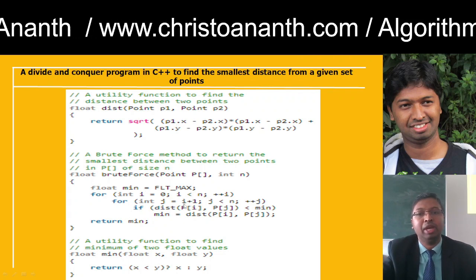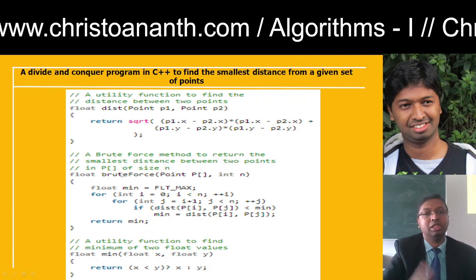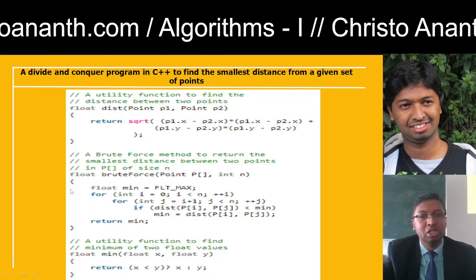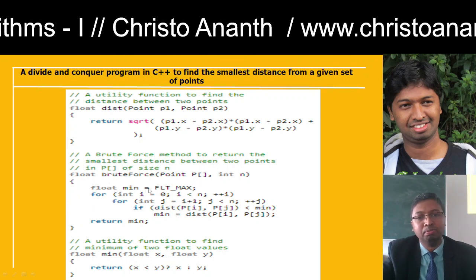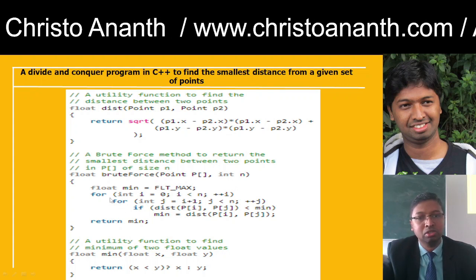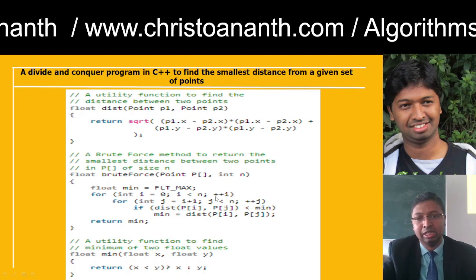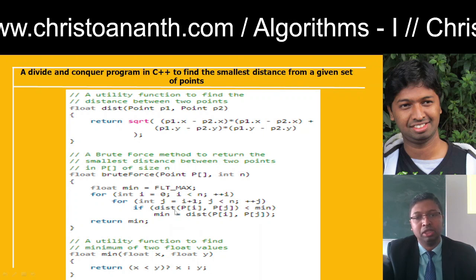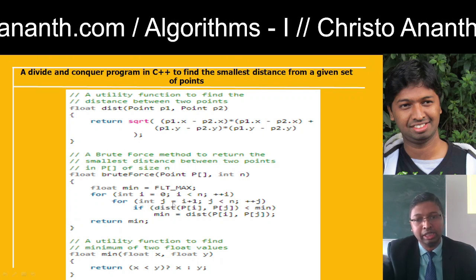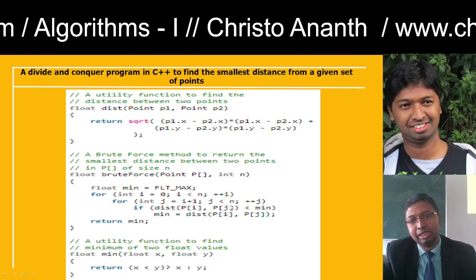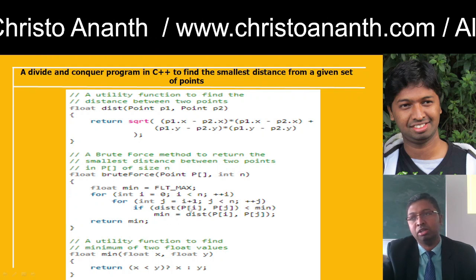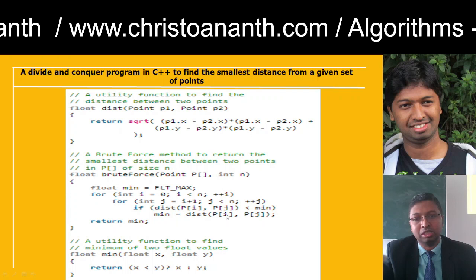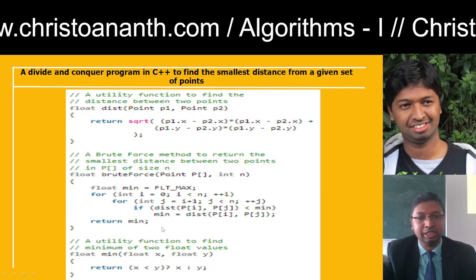Okay. Then we have the brute force method to return the smallest distance between 2 points. So float bruteForce, Point P, int n, and float min equal to the max value. So for int i equal to 0, i less than n, ++i. Within the loop you have the inner loop for int j equal to i plus 1, j less than n, ++j. So if the distance is less than min, you are going to set min equal to the distance of P[i] and P[j], and return min.